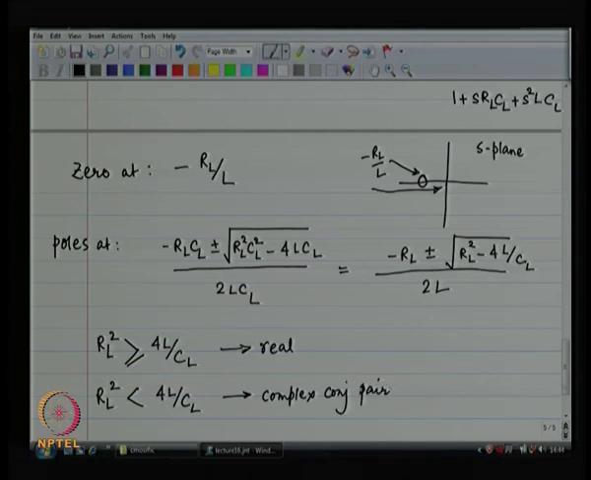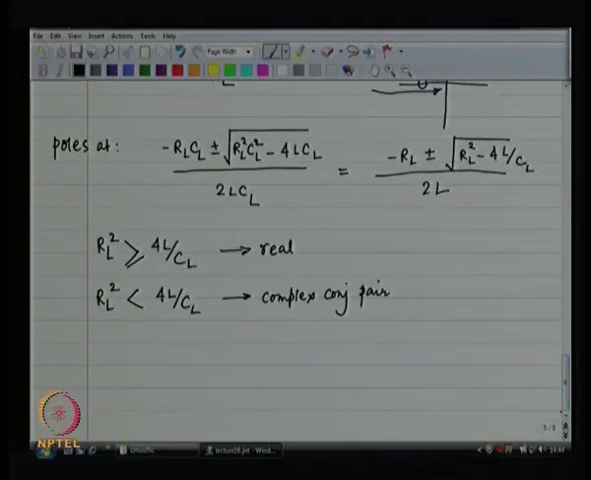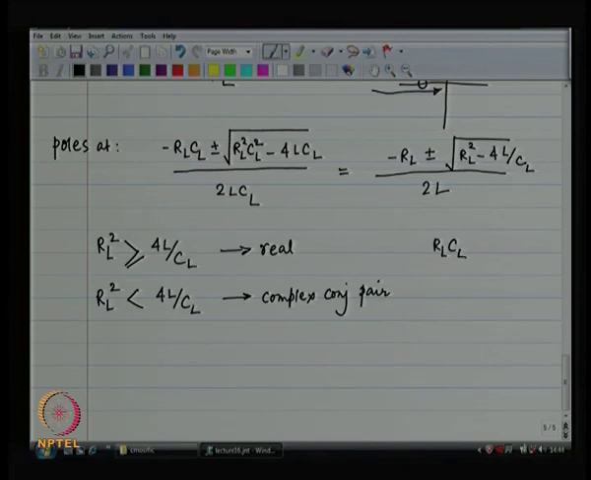All right. So, I am going to rewrite this condition in a fashion that suits me. How I am going to write it is as follows. I am going to say RL times CL has got to be more than 4 L by RL for it to be real, and similarly RL times CL has got to be less than 4 L by RL for it to be complex conjugate pair. Okay. So, this is my rebranding.